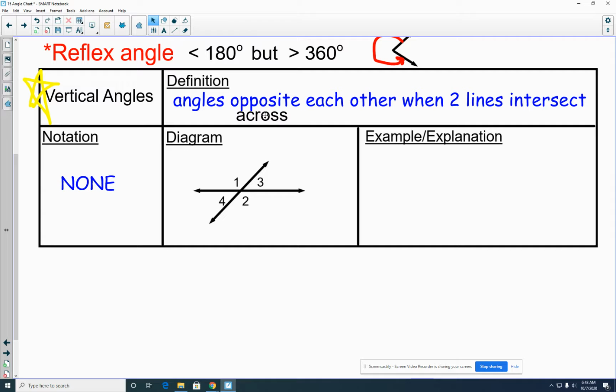So where are our vertical angles? And we can take a look. So let's look at maybe angle 3 first.